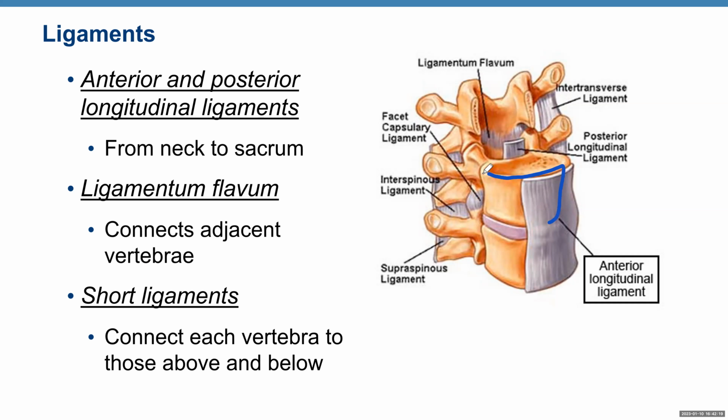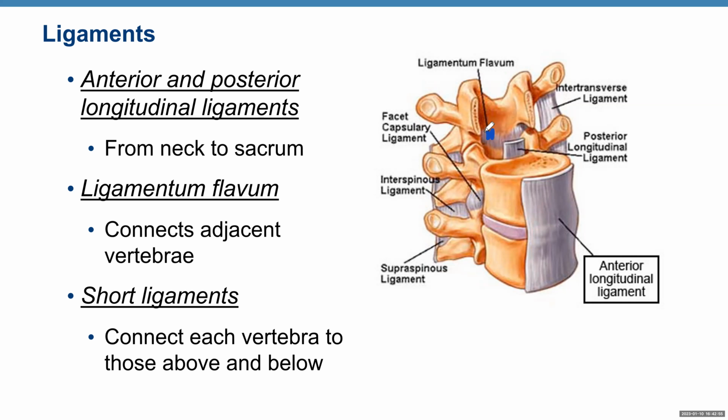Vertebrae that make up the vertebral column are supported by several different ligaments. So we have anterior and posterior longitudinal ligaments. This is an anterior view. Here's the anterior longitudinal ligament, and here's the posterior, from neck to sacrum. It holds the vertebrae together. It's attached to the bodies of the vertebrae. Ligamentum flavum connects adjacent vertebrae.